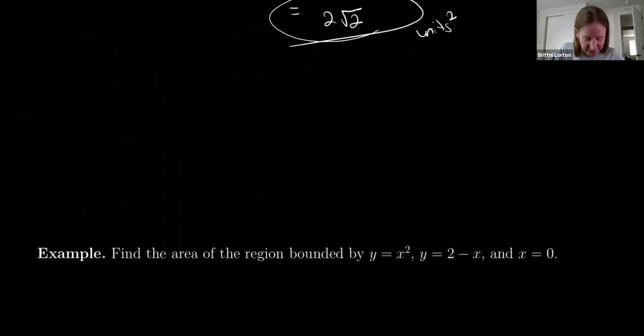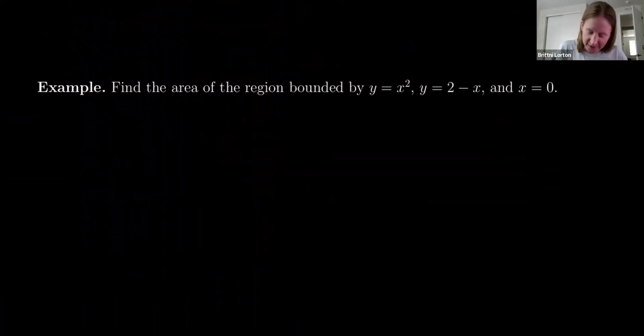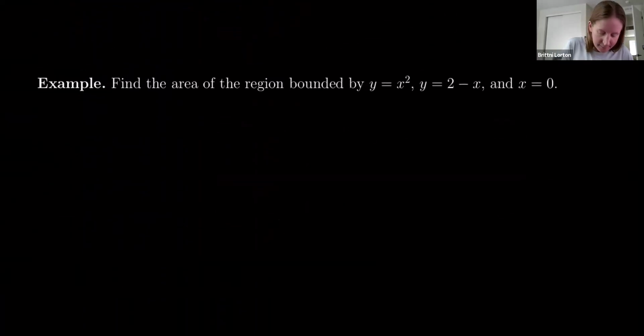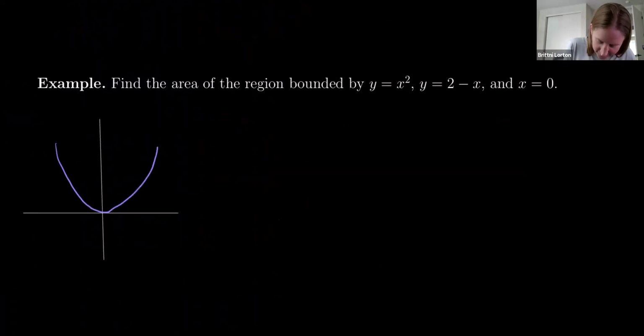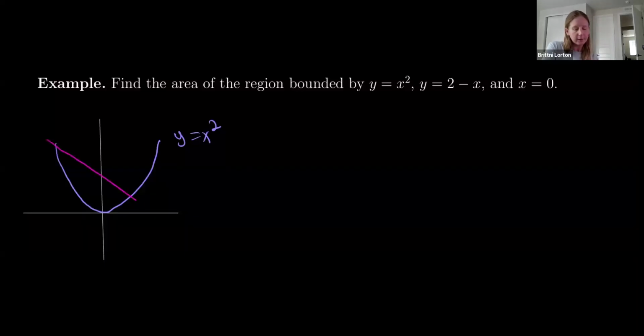I think it's worth our time to keep on practicing. Find the area of the region bounded by, I'll graph these really quick, y equals x squared, which looks a little something like that, and y equals 2 minus x. You can use your graphing calculator if you need, but hopefully you know that has a y-intercept of 2 and a slope of -1. There's my y equals 2 minus x.